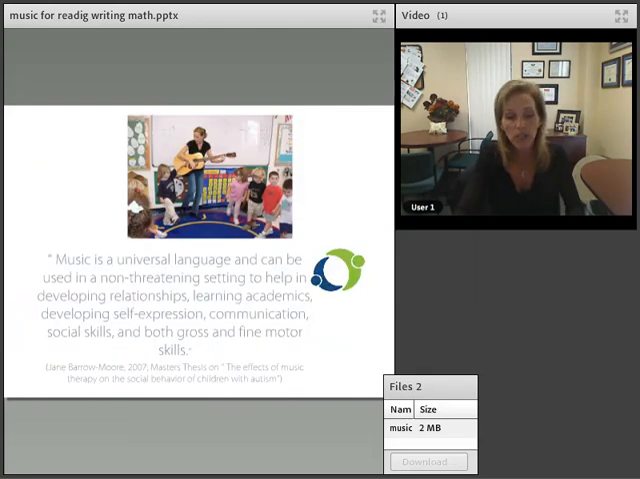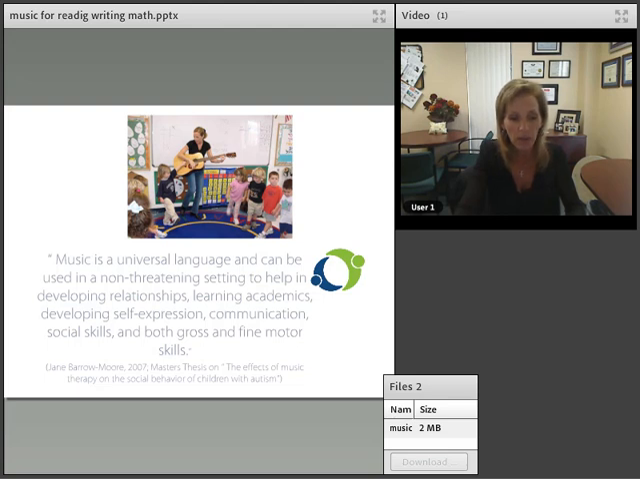Participation in music also can be nonverbal. So you may not have to emphasize speech necessarily because you can just be using musical instruments. So music is a universal language. It can be used in a non-threatening setting to help in developing relationships, learning academics, developing self-expression, communication, social skills, and both gross and fine motor skills.